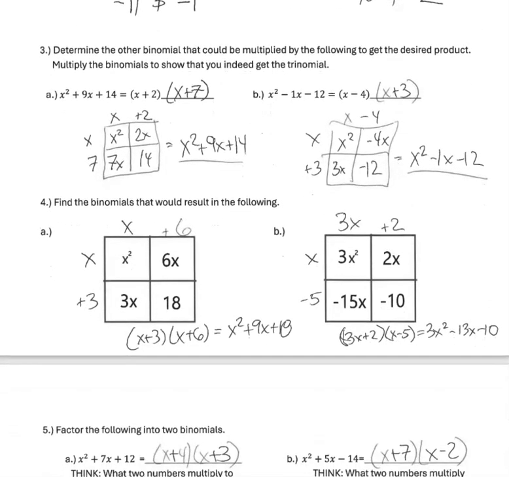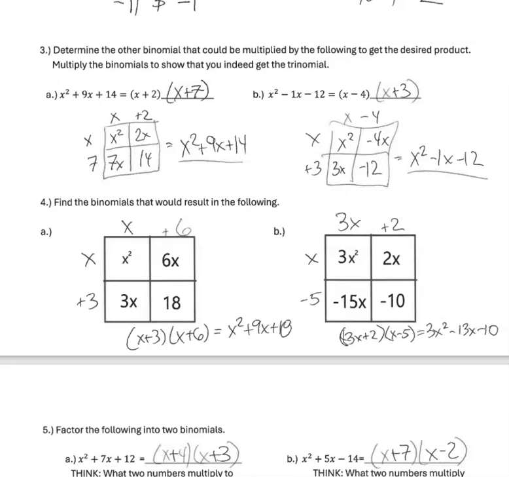Now in this one right here, you guys are supposed to figure out what the other binomial is that is going to multiply by the first one to get the trinomial that is desired. So I already knew that when you FOIL, at some point it's going to be 2 times something gets you that last number. So I knew it was going to be 7. So I tried out x plus 7. And when I did my little box method here, I did get x squared plus 9x plus 14.